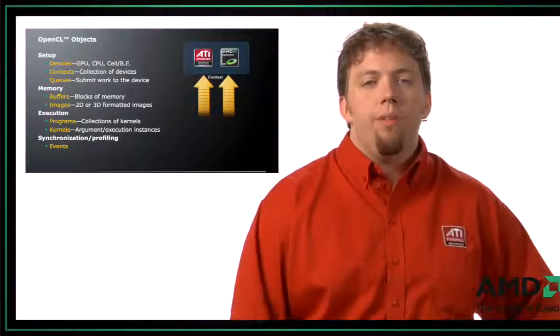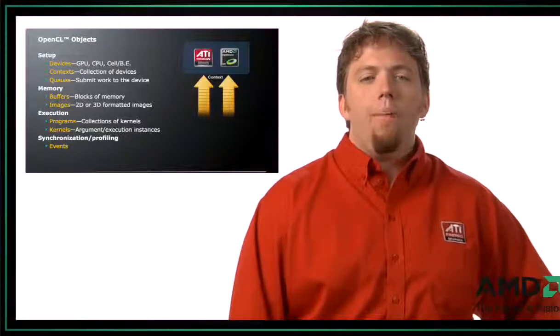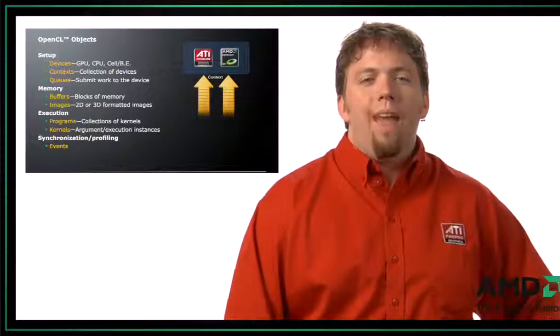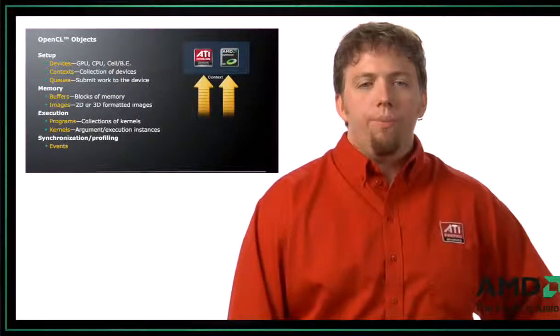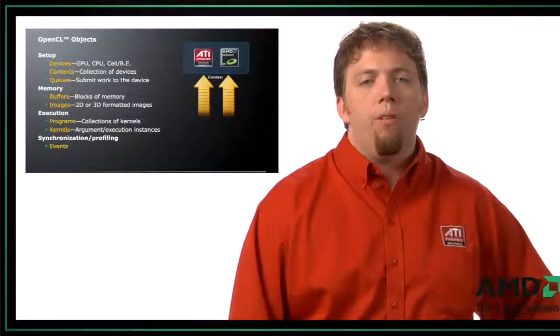You have execution objects, which we've talked about previously, and those would be programs and kernels, where a program is a collection of kernels and is very similar to a dynamic library, and kernels, which are the actual code that's going to be executed and the associated arguments for those kernels. Finally, we have events, and these events are used for synchronizing and profiling your data.